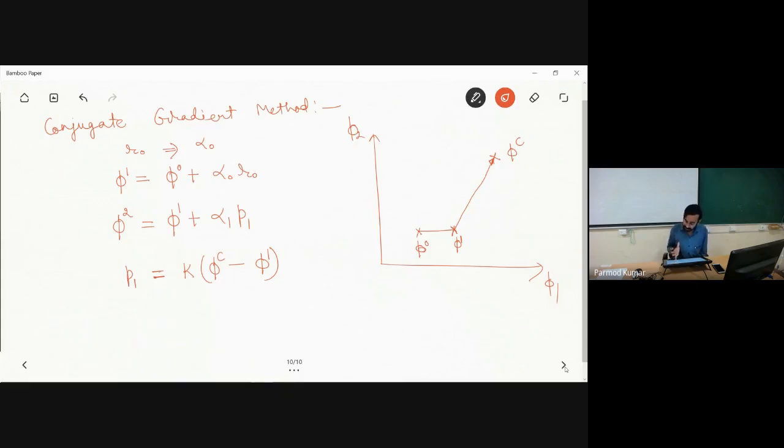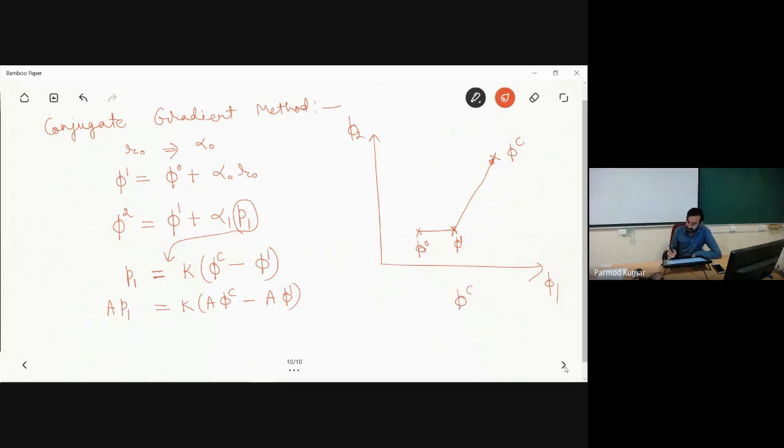Okay, so in a single step, we are approaching the converged solution. This direction which I have specified over here, the P1 direction, I have specifically written as k times (phi c minus phi 1). Now I have to multiply this with the A matrix. So A P1 will be equal to k times (A phi c minus A phi 1). Now can you tell me what will be A phi c?